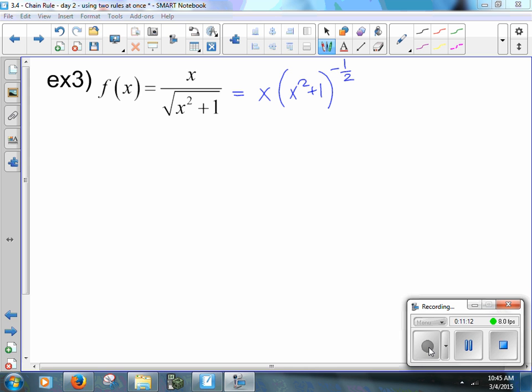Now, I want you to work with somebody close to you, and I want you to knock this problem out. So we've got to get to that answer. How are we going to do that? Where's our first function? X. And then we've got that quantity for our second function. Product rule.